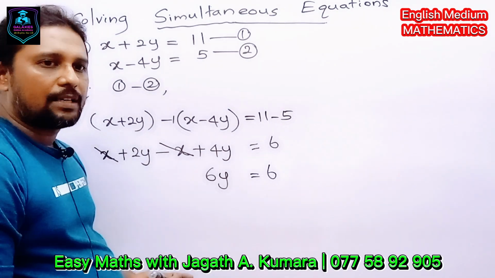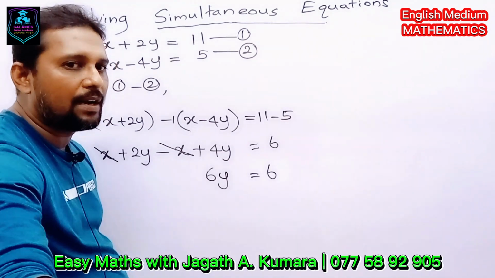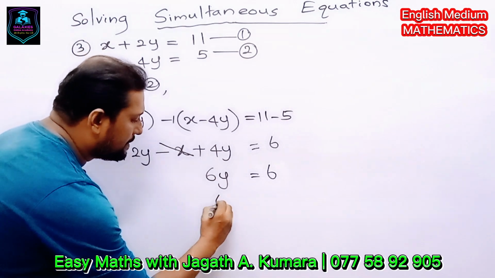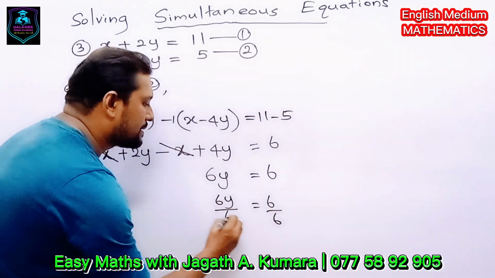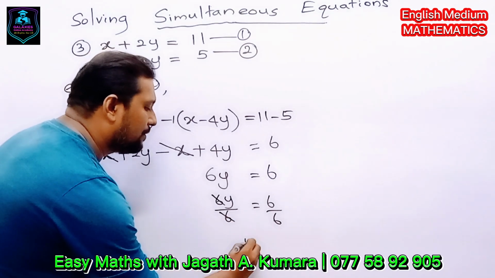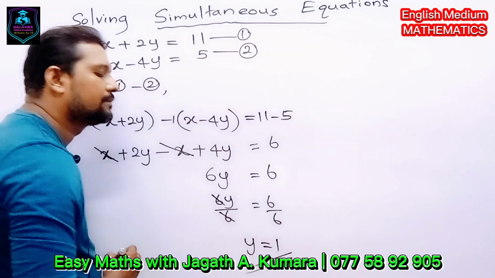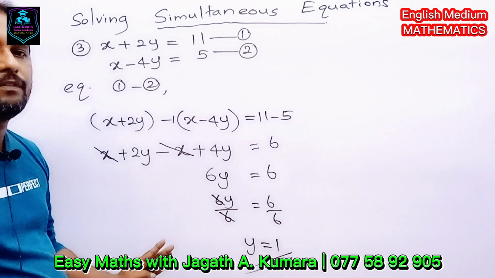Now both sides, what can you do to find y? Both sides you can divide by 6. Then 6y divided by 6 equals 6 divided by 6. 6 and 6 cancel. y equals 6 divided by 6, 1. Right? It is the value of y.